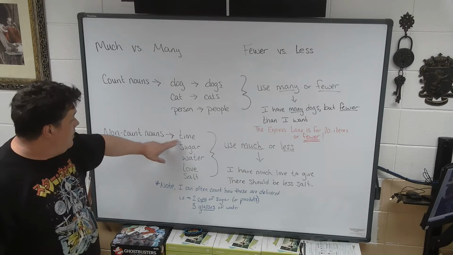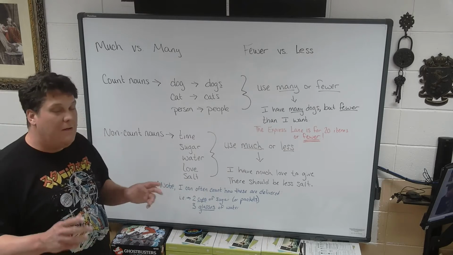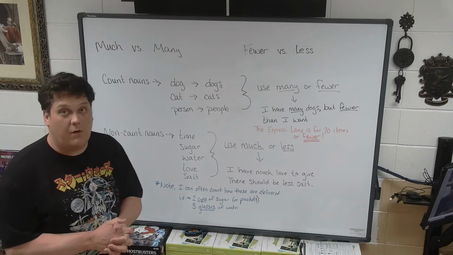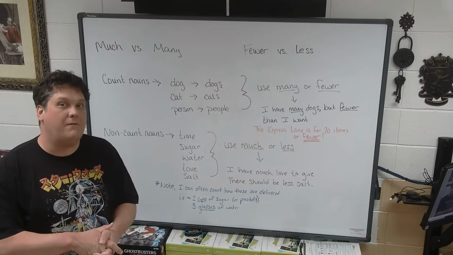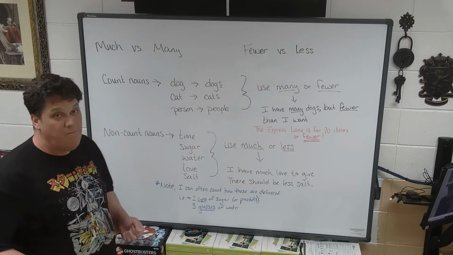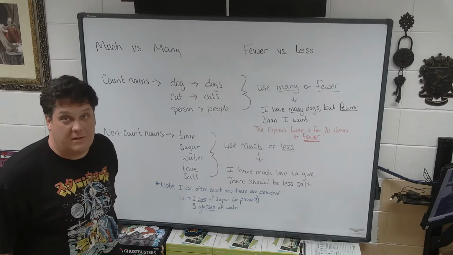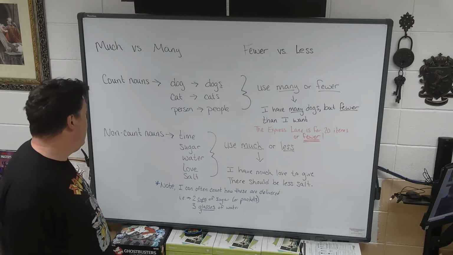Now, we might give time discrete units. We might divide it up into hours or minutes, and then we can talk about how many or how few, rather than how much. So we can ask how many hours until the end of school, or how many minutes until the end of class.